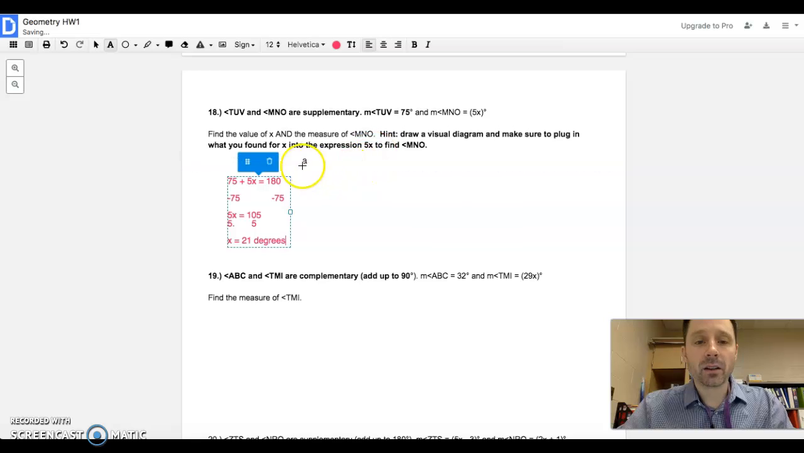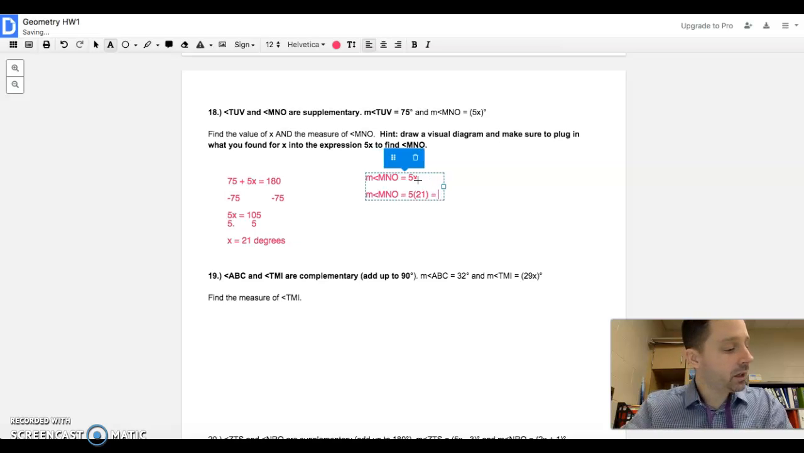But that's not the only thing we're looking for. We found the value of x, which is 21, and now we're going to plug it back into the expression. So the measure of angle MNO was given to us as 5x. So all we do is plug it in. So we'll do 5 times, and instead of x, we'll put our 21 in there, and it will tell us that that angle is 105 degrees.